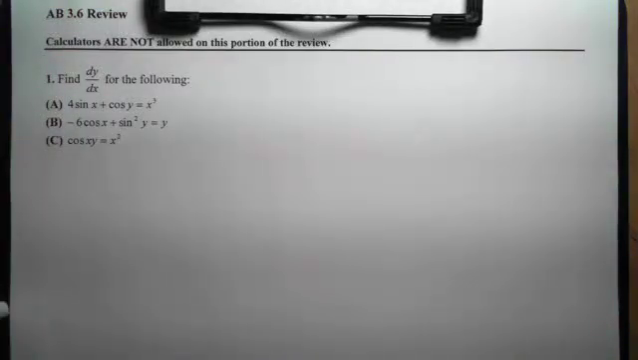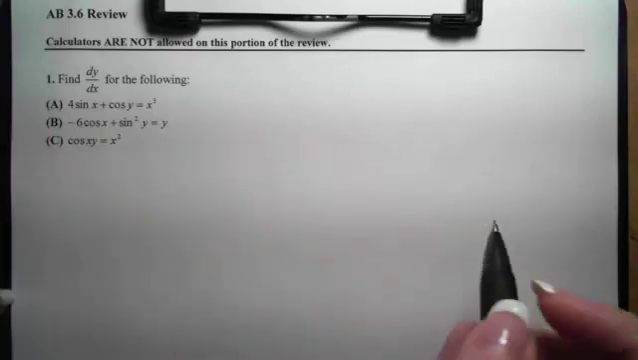Okay, this is the AB 3-6 review. Calculators are not allowed. Number 1, our goal is to find dy dx using implicit differentiation.